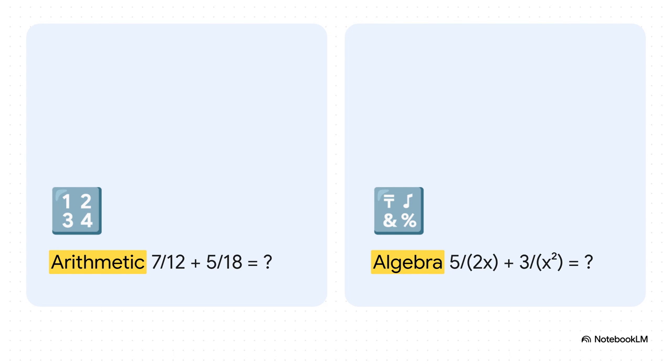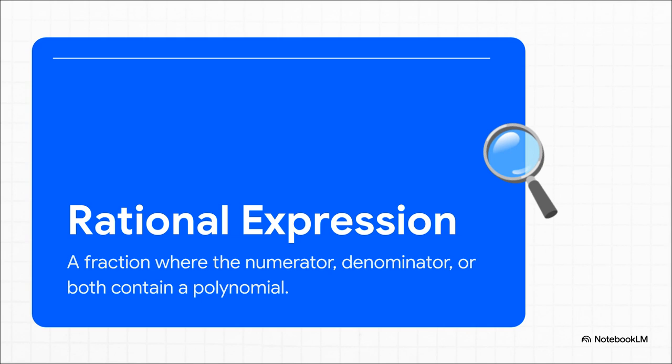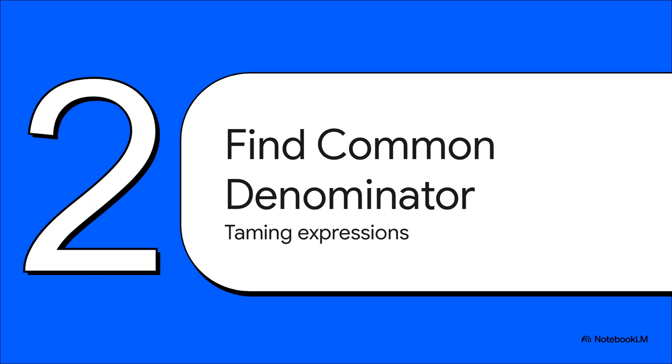Just look at this. On the left, you've got a basic arithmetic problem, without even thinking that you need a common denominator. Well, guess what? The problem on the right is exactly the same idea. Yeah, it looks a little scarier with the x's in there, but the core principle? It's identical. And that's all a rational expression is. Don't let the term throw you off. It's just a fraction that's got some algebra in it. Simple as that.